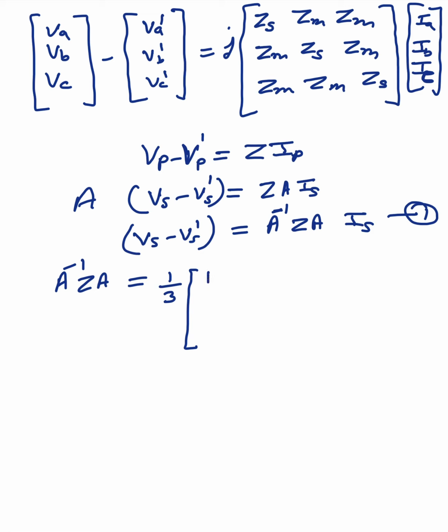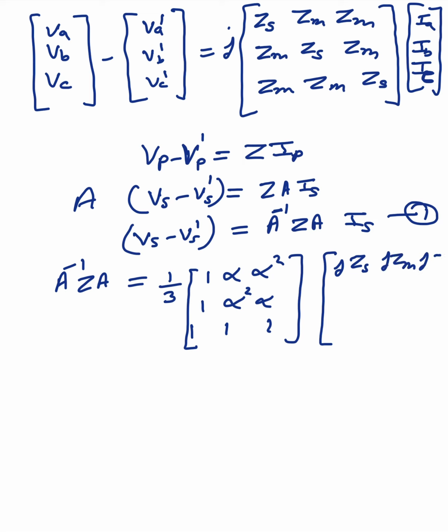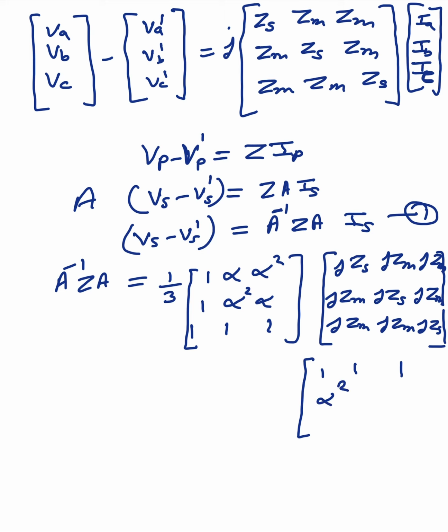So A inverse is 1 alpha alpha square, 1 alpha square alpha, and 1 1 1. And the value of Z is Zs, Zm, Zm; Zm, Zs, Zm; Zm, Zm, Zs. And again it is multiplied with A, so A is 1 1 1, alpha square alpha 1, alpha alpha square 1.